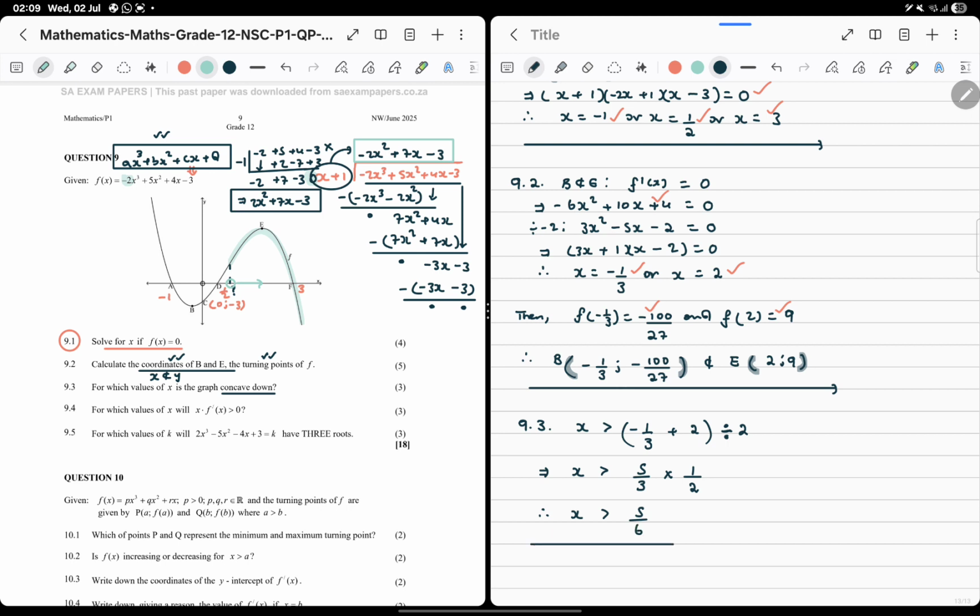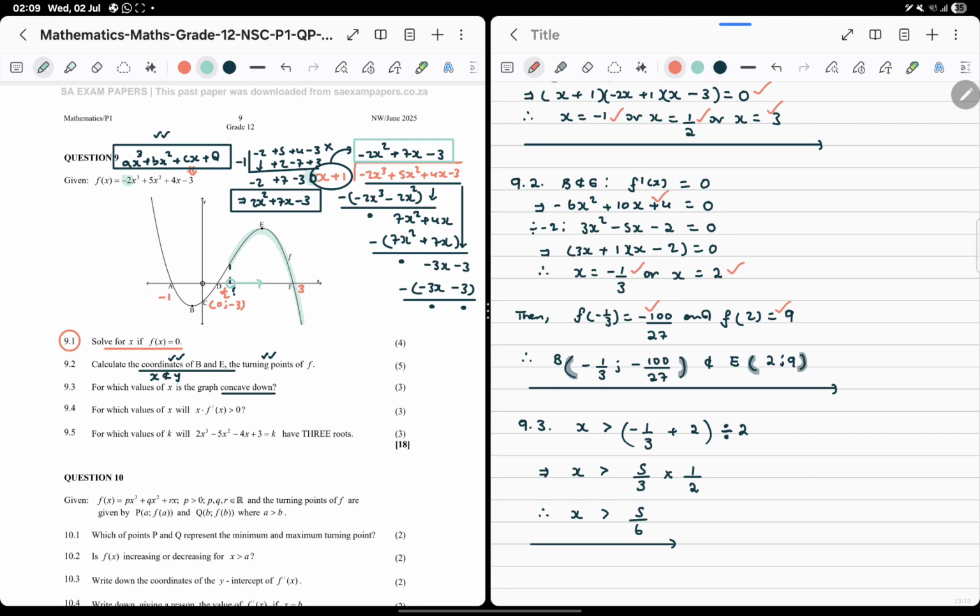Okay. Nice and easy. Now let's see, is 5 over 6 greater than a half? Should be though. Yeah, that's 0.8, so that's bigger than a half. So this is good. So we've got 5 over 6 there. And so that's how we do it.